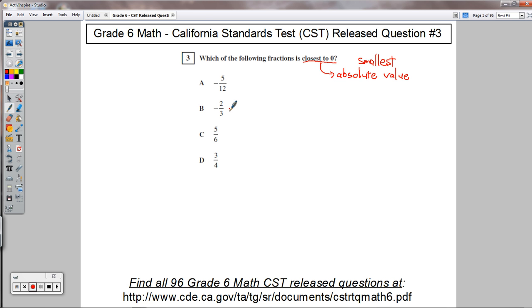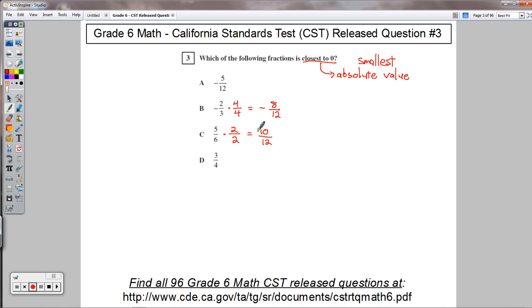So this one I could multiply by 4 over 4. That's like multiplying by 1, so it's not going to change the number, it's just going to change the way the number looks. The number will still be equal to the same thing. So this would be negative, and you have 2 times 4 is 8, and you have 3 times 4 is 12. 5 over 6, you can multiply that by 2 over 2 and get a fraction over 12.